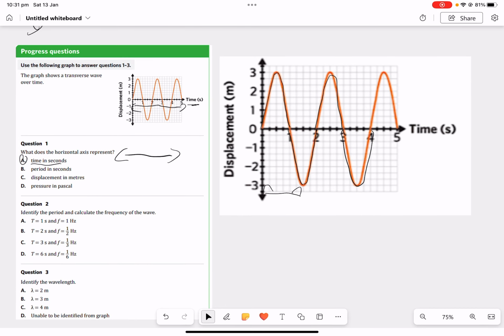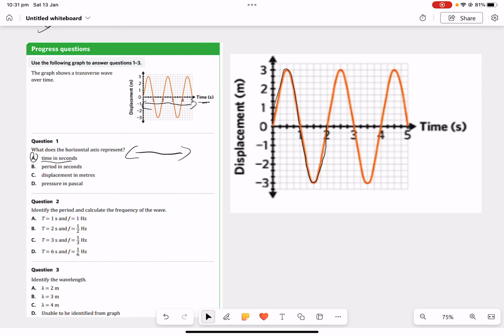So if I go back, let's do this one more time. I'm going to draw one hill at the top. I'm going to draw one hill at the bottom. As you can see, it stops at 2. So I can assume that T is equal to 2 seconds.